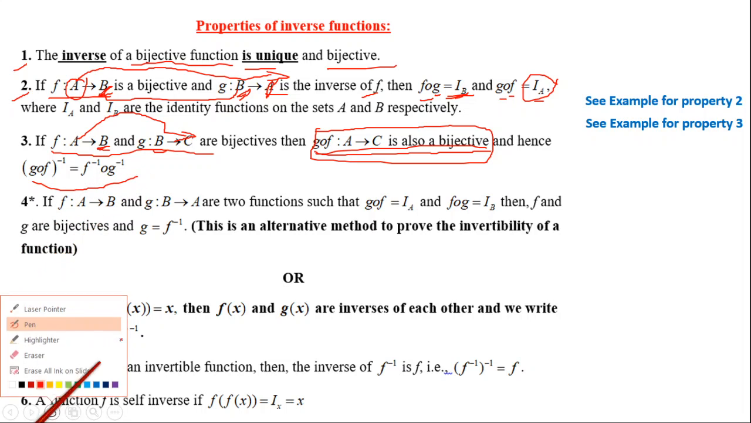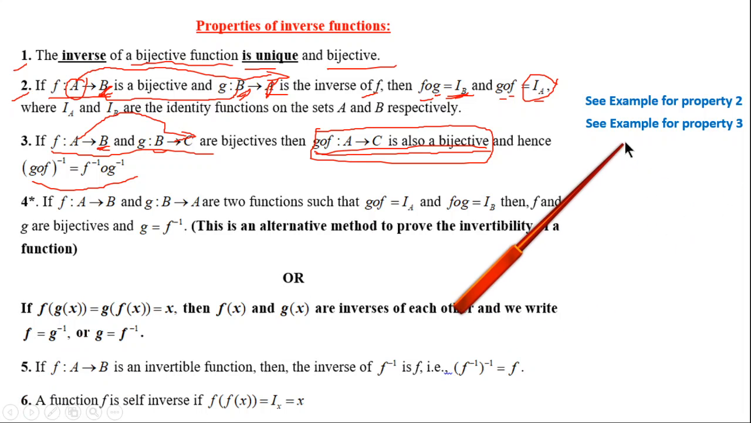So let us try to understand with the help of an example. So here, see the example for property 3.